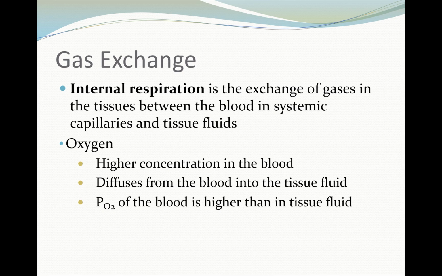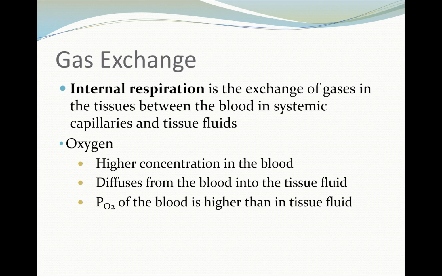All right, internal respiration is the exchange of gases in the tissues between the blood in systemic capillaries and tissue fluid. So oxygen will at this time then have a higher concentration in the blood once we get to our tissues. Thus, it will diffuse from the blood into the tissue fluid, and the partial oxygen pressure of the blood will be higher than in the tissue fluid.